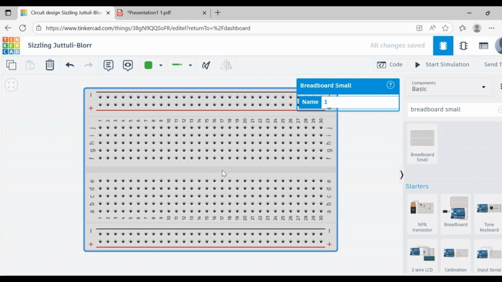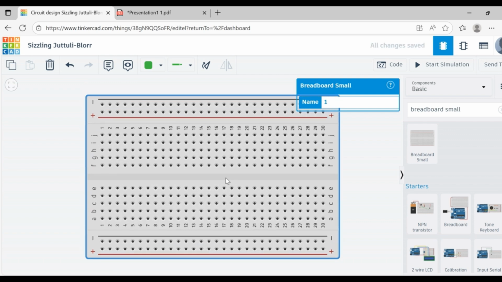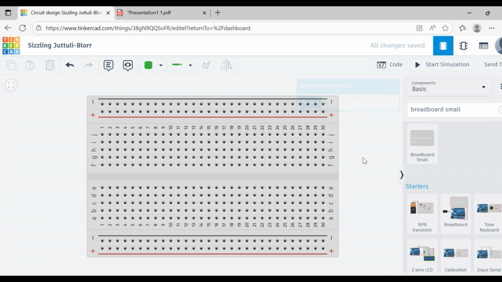Let's take a closer look at one of the most important tools in electronics, the breadboard. The reason is because the breadboard does a lot of work. A breadboard is like a rectangular plastic board filled with tiny holes arranged in rows and columns. These holes are connected underneath by metal strips that allow the electricity to flow between the components without soldering.